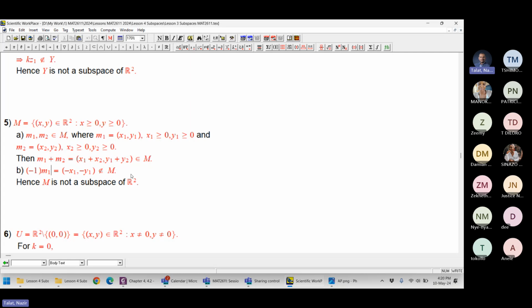So if we take 1 from that, then minus 1 does not belong to M if you multiply with minus 1. Similarly, if you multiply with minus 2 some element like (1, 1), then it becomes (minus 2, minus 2), and this cannot belong to that set M, because it contains only those elements where x is greater than or equal to 0 and y is greater than or equal to 0. So the first condition is satisfied, but the second condition does not. So we conclude that M is not a subspace of R square.